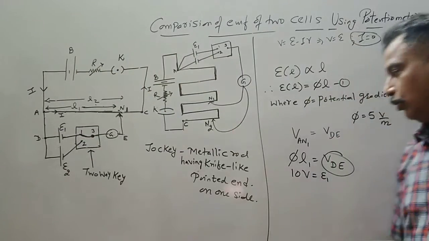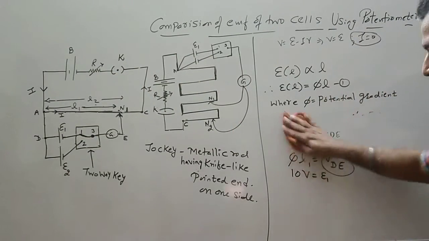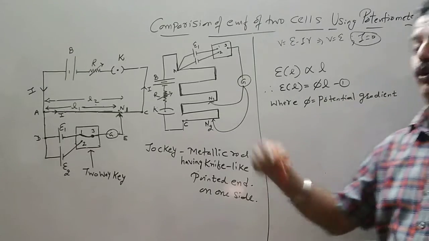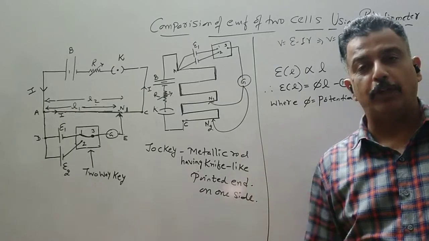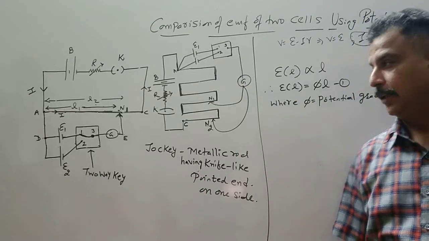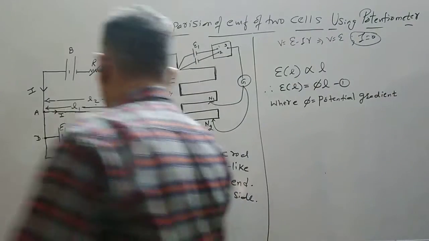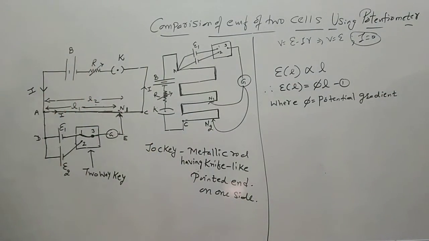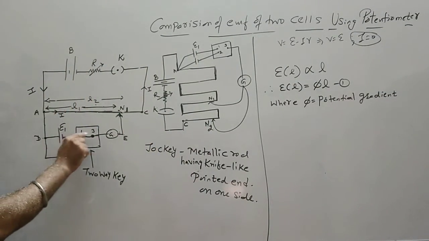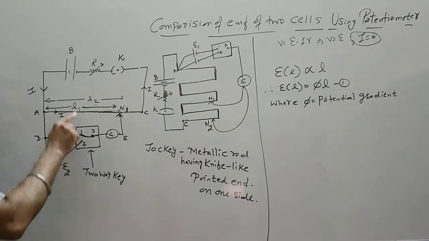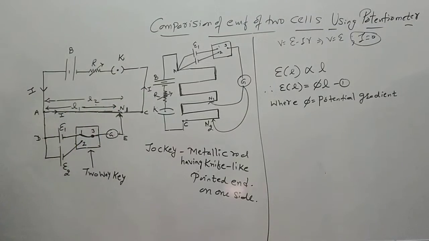So this is how the EMF can be measured without allowing the current to flow through it. It means you find a null point on a potentiometer wire. Now we come to the comparison of two cells. Suppose N1 is a null point when A is connected with 3, that is, E1 is in the circuit and the galvanometer is showing zero deflection.